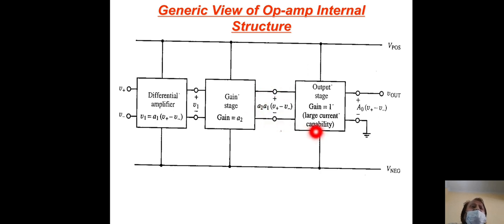The third stage is the output stage, with gain equal to 1. The output stage of the amplifier has a gain equal to 1 and a large current capability. So the output V out equals A naught times V positive minus V negative, the total amplified output. This is the general breakdown of the internal structure of the operational amplifier. These are the different stages.